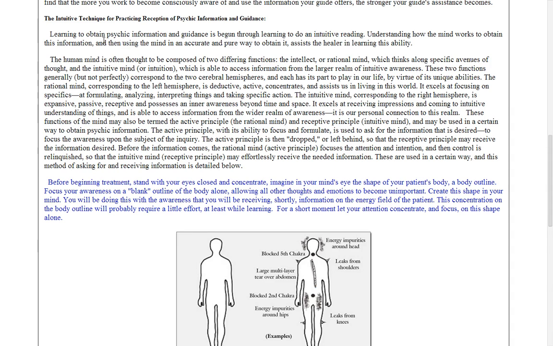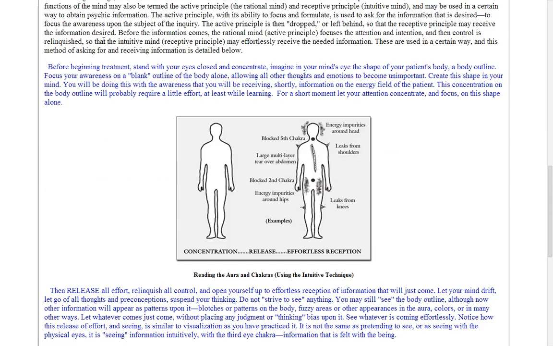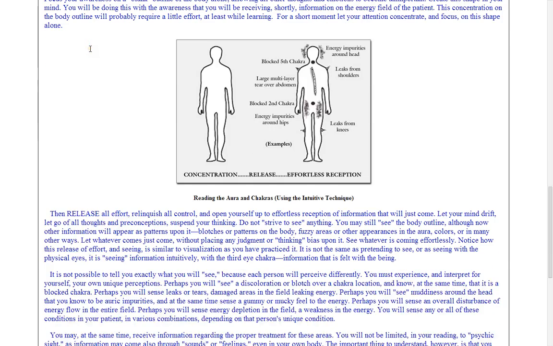The active principle, with its ability to focus and formulate, is used to ask for the information that is desired, to focus the awareness upon the subject of the inquiry. The active principle is then dropped or left behind, so that the receptive principle may receive the information desired. Before the information comes, the rational mind focuses the attention and intention, and then control is relinquished, so that the intuitive mind may effortlessly receive the needed information. This method of asking for and receiving information is detailed below, so you might want to take note on this part.